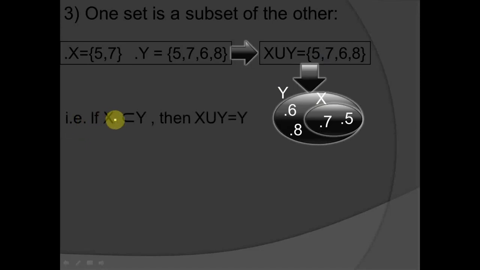That is to say, if X is a subset of Y, X is a small set, Y is a bigger set, then for X union Y we take the bigger set. In the intersection, if X is a subset of Y, X intersect Y, we take the small set. But here, X union Y, we take the big set.